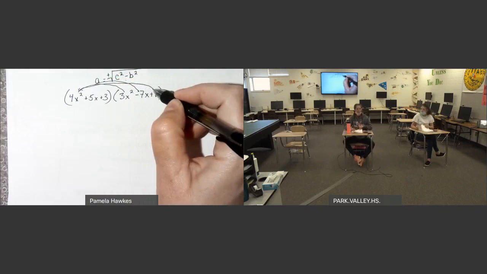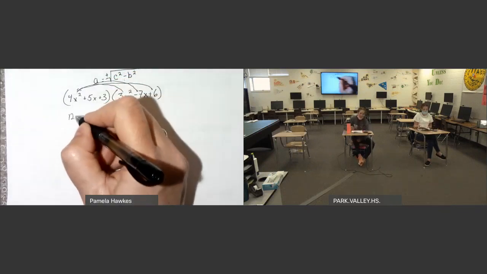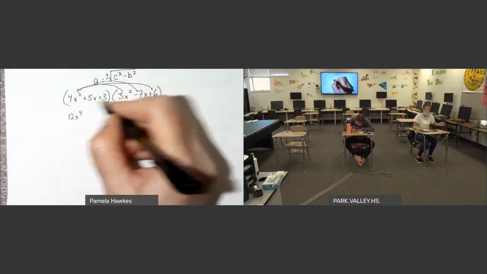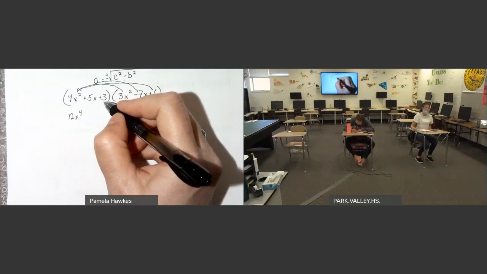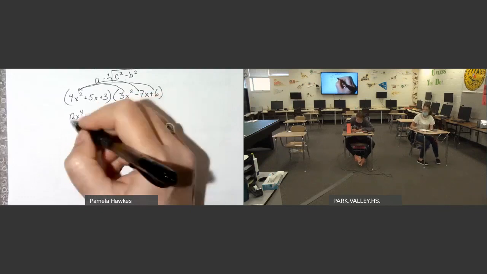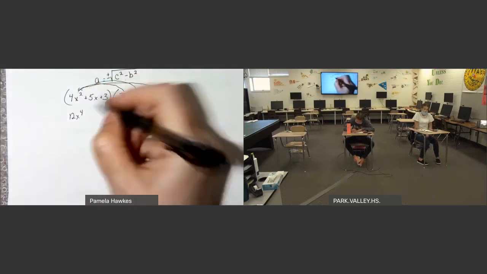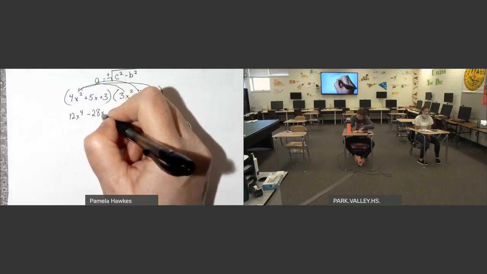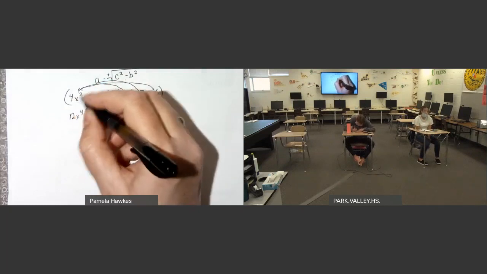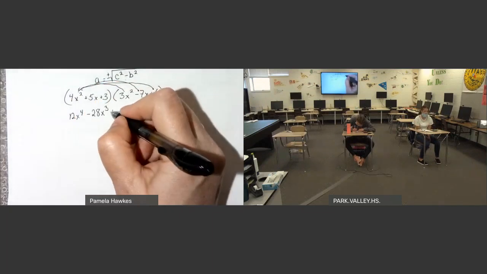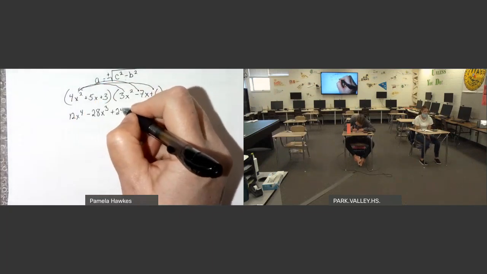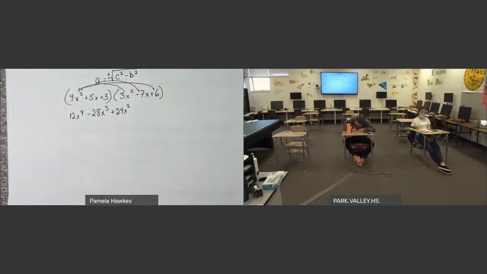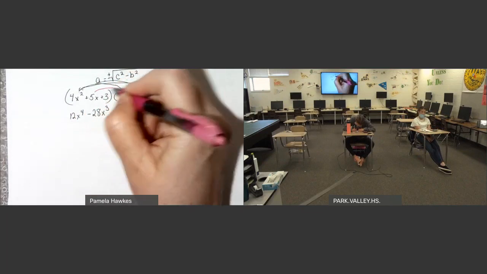Are we good with that? So I get 12x to the what? 4th. When does it stay the same? When I add or subtract. When I multiply, I add the exponents, right? 4 times negative 7 is negative 28 x to the third, good. 4x squared times 6 is 24x squared, right? Now I go to the next one, the 5x, and I'm going to times it through.